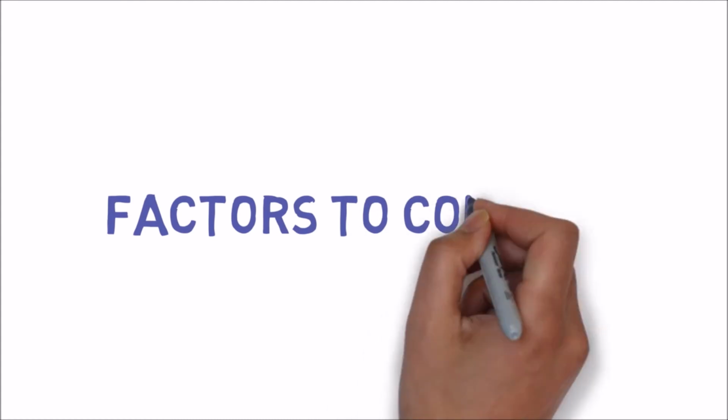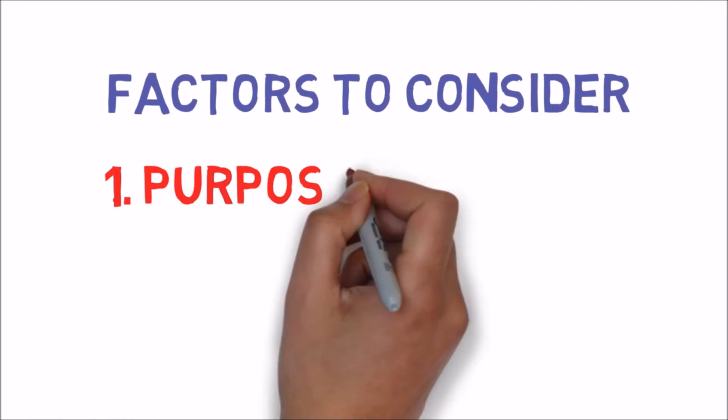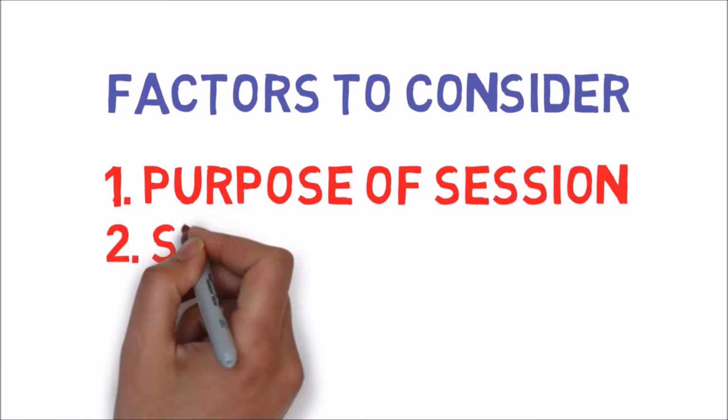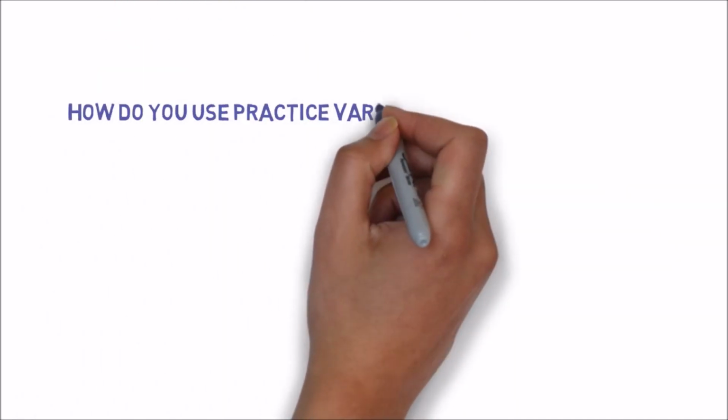It is suggested that practice variability should be prescribed based on the purpose of the training session and the skill level of the athlete, with increased variability prescribed as the learner progresses. How do you use practice variability in your training?